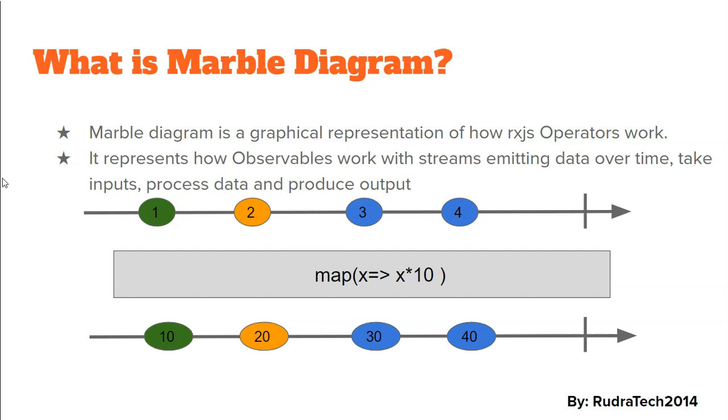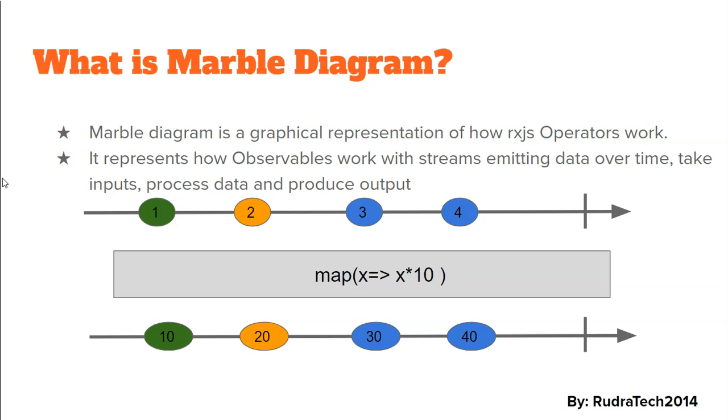So this is how a marble diagram is represented: by marbles, or data emitted within the marbles over a period of time, and what happens with the data using an operator. So this is a simple example of a marble diagram and what it represents.